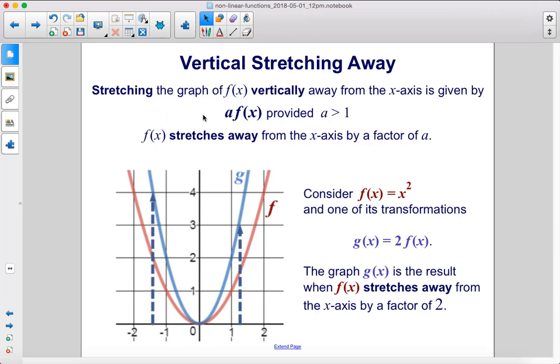Stretching the graph of f of x vertically away from the x-axis is given by a times f of x, provided that a is greater than 1. F of x stretches away from the x-axis by a factor of a. Consider f of x equals x squared, here in red, and one of its transformations, g of x equals 2 times f of x. That's here in the blue graph. The graph g of x is the result when f of x stretches away from the x-axis by a factor of 2. So it stretches away this way, see, from the x-axis.